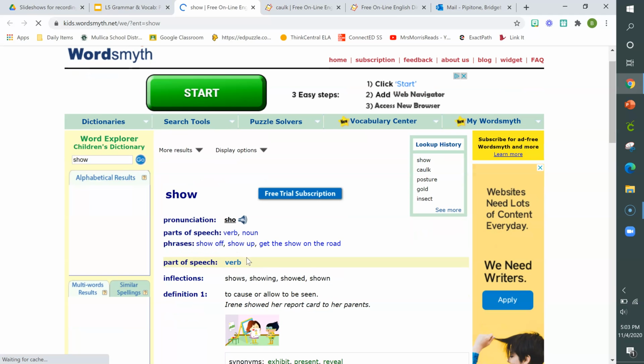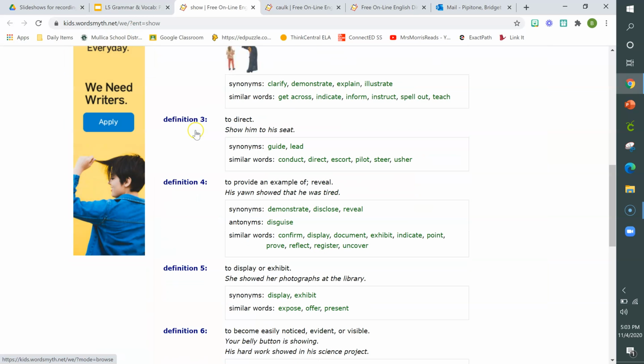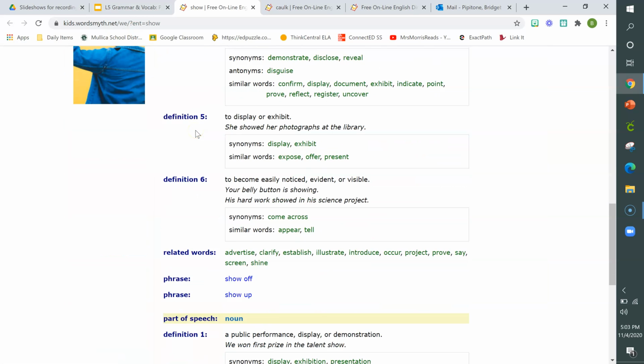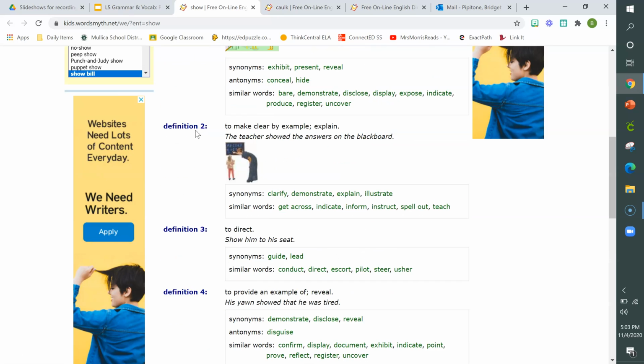Makes sense. Show. A great feature of online dictionaries is that you can press a megaphone to hear the pronunciation. I'll turn my volume all the way up so you guys can hear. Show. Pretty nifty, huh? We also see here that show has many different definitions or meanings.